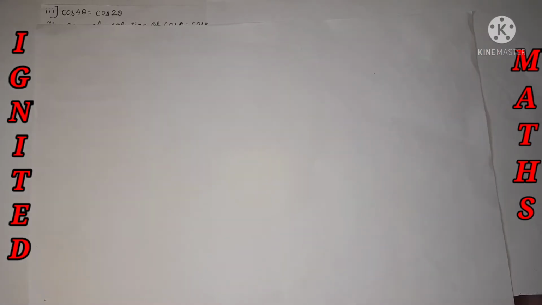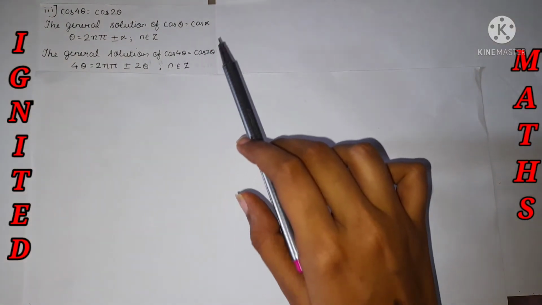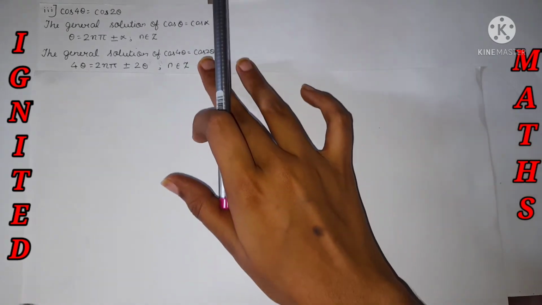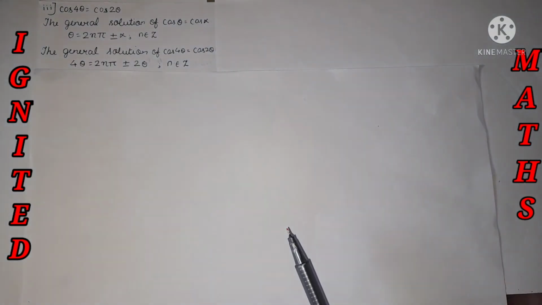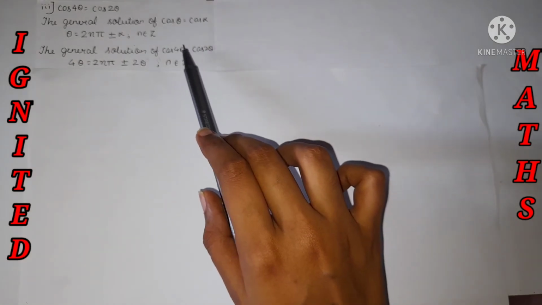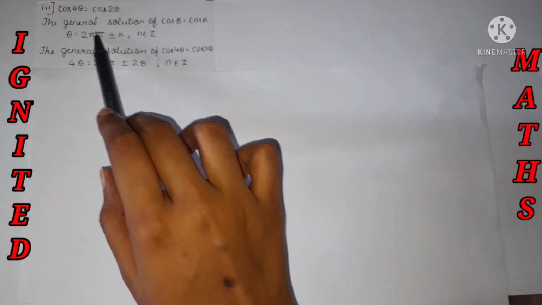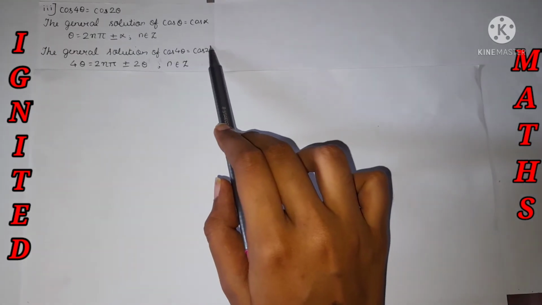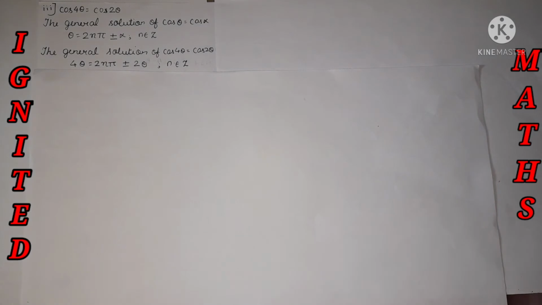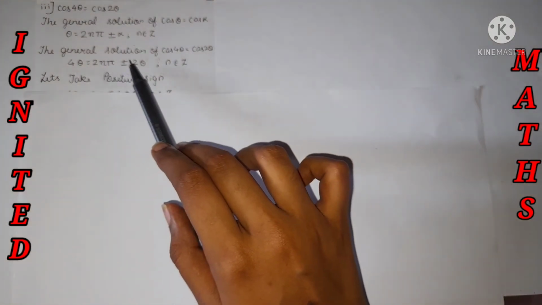Let's move to the third sub question. Cos 4 theta is equal to cos 2 theta. It is of the form cos theta is equal to cos alpha. Just compare with the formula: according to the formula, theta is 4 theta and 2n pi plus or minus alpha, where alpha over here is 2 theta. Just put the value accordingly and we'll find the answer as 4 theta is equal to 2 n pi plus or minus 2 theta.